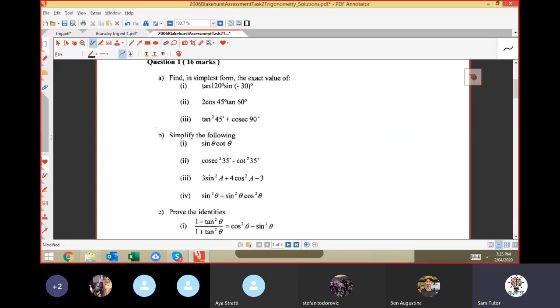Start with the first one. Find the exact value of tan 120. Plug it into your calculator. See what you get. Just in case you guys mix it up, you are allowed to sign a negative. You're not allowed to inverse sign a negative. All right? So you're allowed to put this into your calculator.